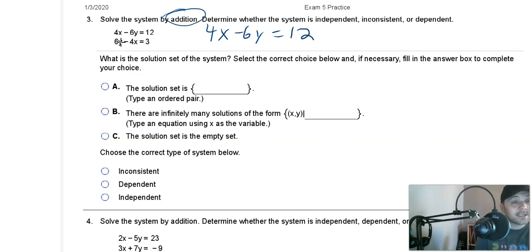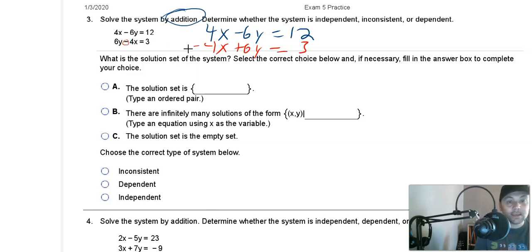Some students don't notice that and they solve it as if this was an x here. And I have no idea how well that would work out. What you want to do is rewrite these so it's in the same order as the first equation. So we're going to rewrite this with x going first. It's negative, so we're going to have negative 4x and then positive 6y equals 3.